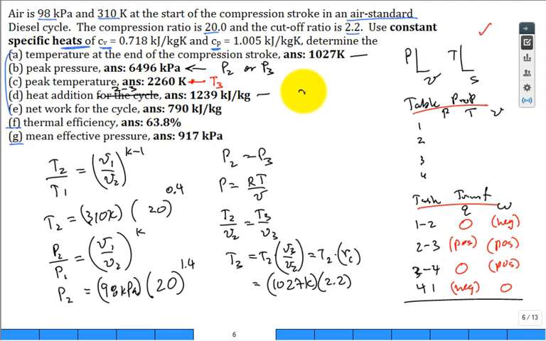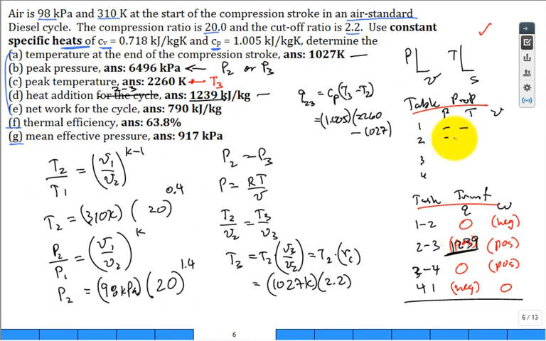So Q 2 to 3, isn't that C_p times T3 minus T2? Our C_p was 1.005. T3 just calculated 2260 minus 1027. Can some people run that number and see if you get around 1240? So there you go, that's Q. And again, you would be putting this down here, 1239. That's where I would be populating that table, like I would be populating these tables of temperatures and pressures.